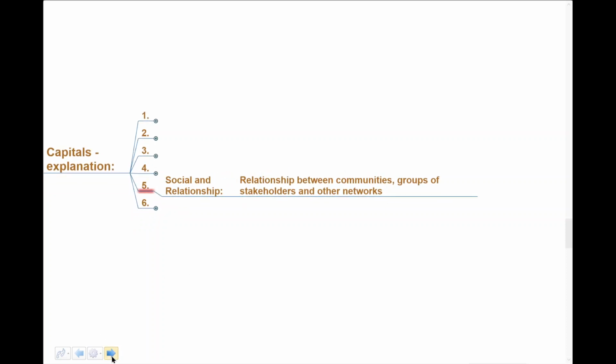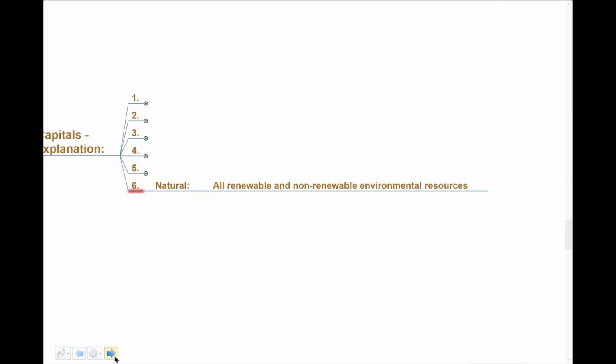Next one for us is social and relationship. So really, as you would expect, this is about how the business interacts with different external stakeholders, whether they're communities or groups of stakeholders, other networks, suppliers, foreign companies, etc. So within a typical integrated report, we would want to see information about perhaps new relationships, about issues in relationships, etc. Final one is natural.